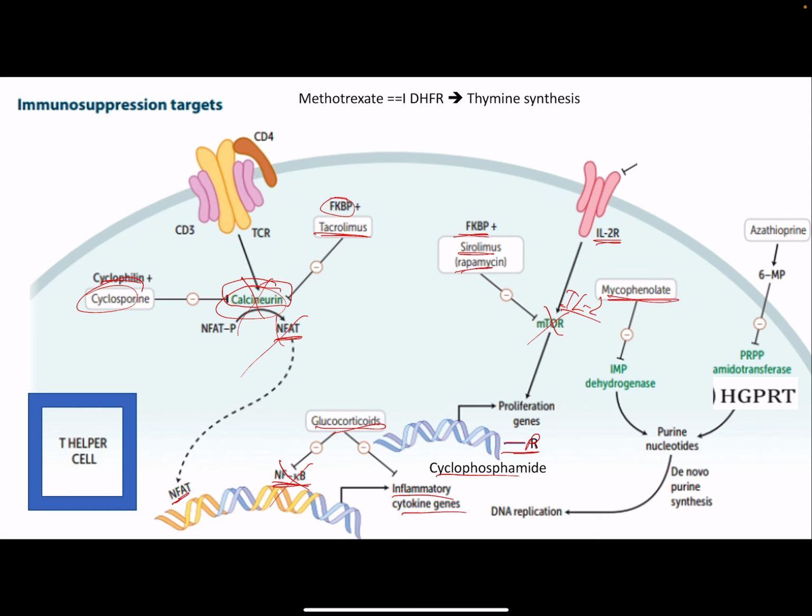Mycophenolic acid inhibits this, which means less purines, which means less replication, which means less cancer and less bone marrow. Azathioprine becomes 6-MP, inhibits. So it does get PRPP a little bit, but again, the one we emphasized was HGPRT. I don't think it's really important that you can differentiate that. Again, we're going to have less purines, which means affecting bone marrow. And it's going to affect cancer as well.